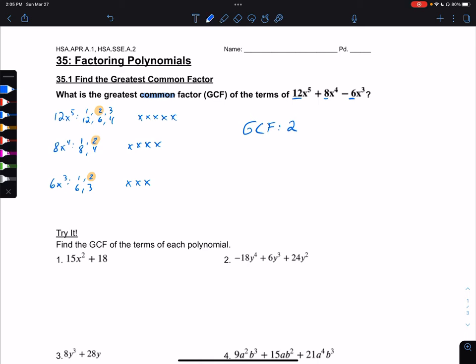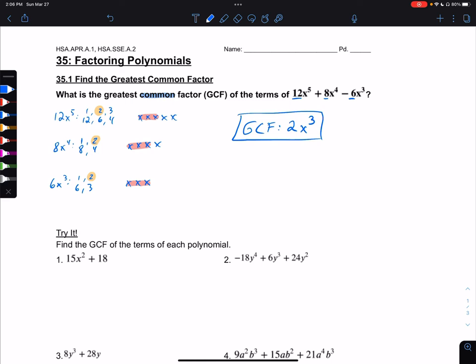Now, in terms of the variable, this is pretty much easier than looking at the factors. In this example, we have 3 x's for this one. The example here, there's 4 of them, but there's only 3 in common, right? And then here there's 5, but we can only take 3 of them. What you're going to find is that with the variables, you're going to wind up taking the lowest degree. So x to the 5th, x to the 4th, x to the 3rd, they have x to the 3rd in common. So I can take out an x to the 3rd. So my GCF for this specific example would be 2x cubed.